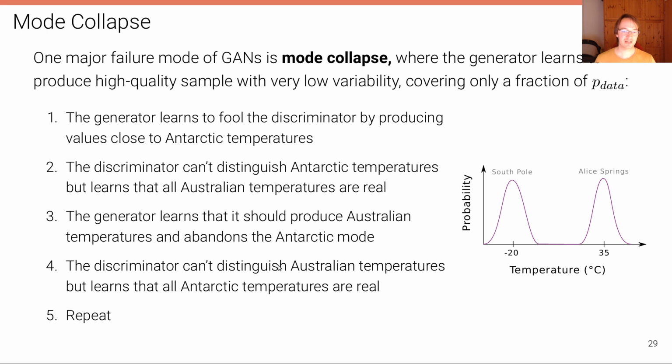Now the discriminator can distinguish Australian temperatures because the generator has learned to sample Australian temperatures. But it now learns that all the Antarctic temperatures are real. And so the process repeats. The generator is hopping between these two modes and is playing this game with the discriminator where both are running between modes, but the generator is never fully covering both modes of the distribution simultaneously.